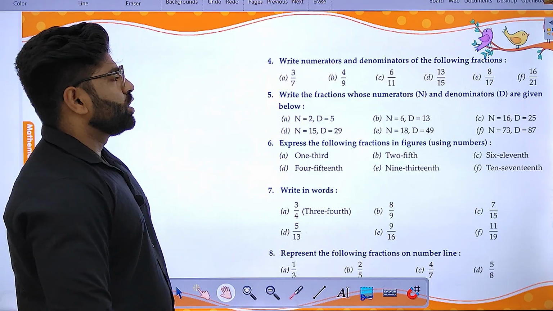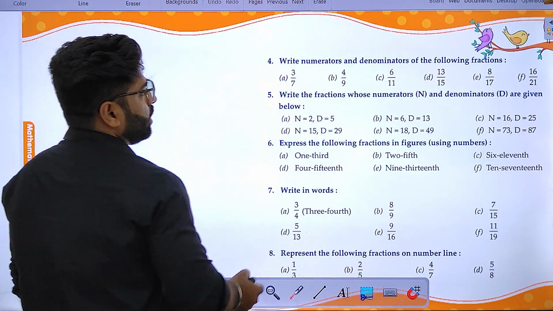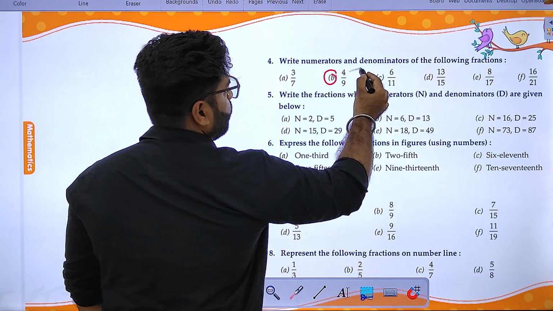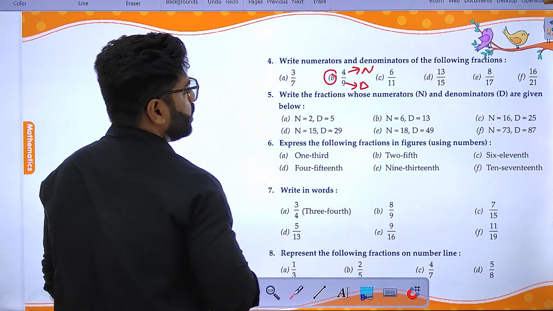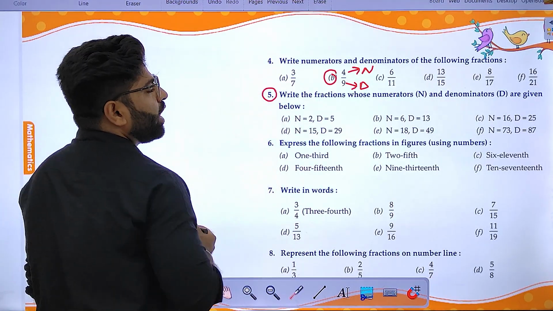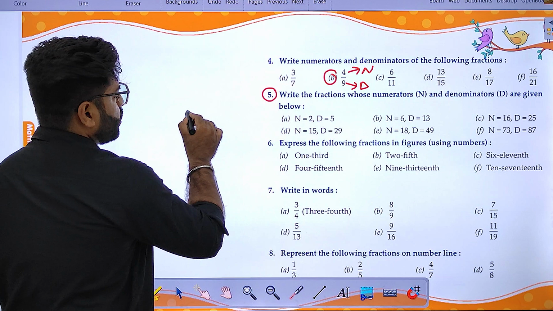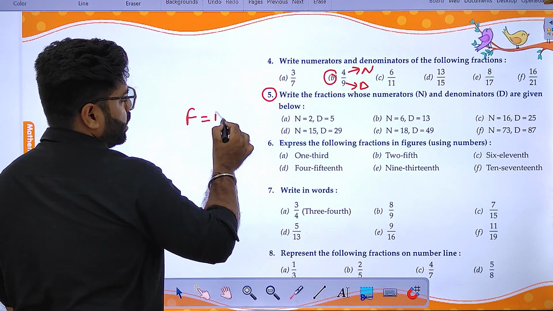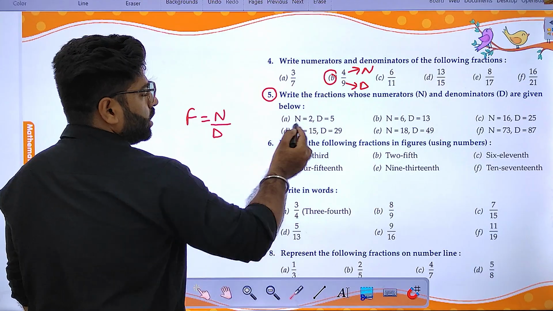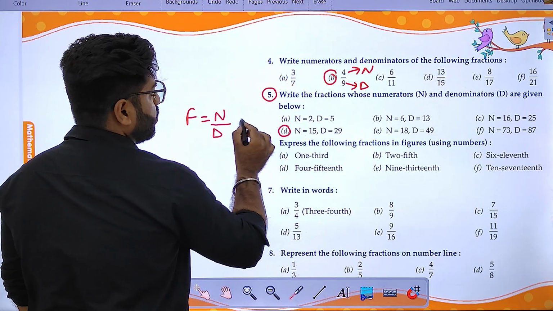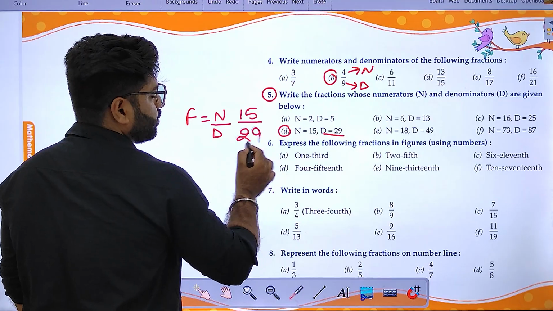Okay, here we are having question number 4. Write the numerator and denominator of the following fractions. So here we are having the B part. The 4 is our numerator and 9 is our denominator. Here we are having question number 5. Write the fractions whose numerators and denominators are given below. So here we are going to write the fraction in which the numerator is above the line and the denominator is below the line. So let's pick the D part. Here we have numerator as 15 and denominator as 29.